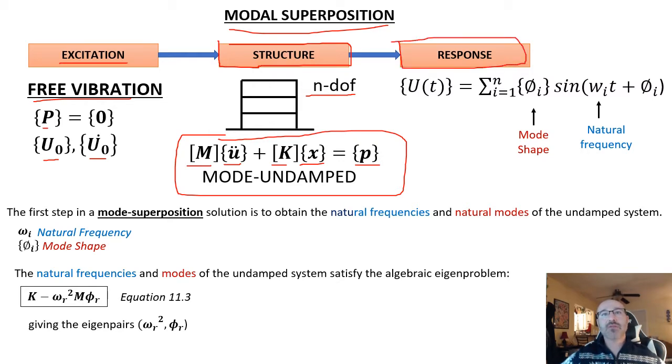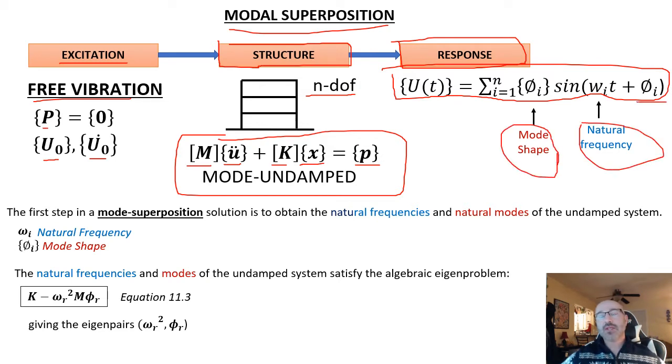So our response is going to be in the form right here that we see as our U of T is equal to the summation from I equals 1 to some n of our mode shape here times the sine of our natural frequency plus phi sub I there. So the first step with any of these mode superposition problems is to obtain our natural frequencies. So we're going to go through and try to solve for our natural frequencies and our natural modes for this undamped system. Now we're talking about natural frequency and natural modes. We have our omega sub I for our natural frequency and our phi sub I for our mode shape, depending on which one we're looking for.